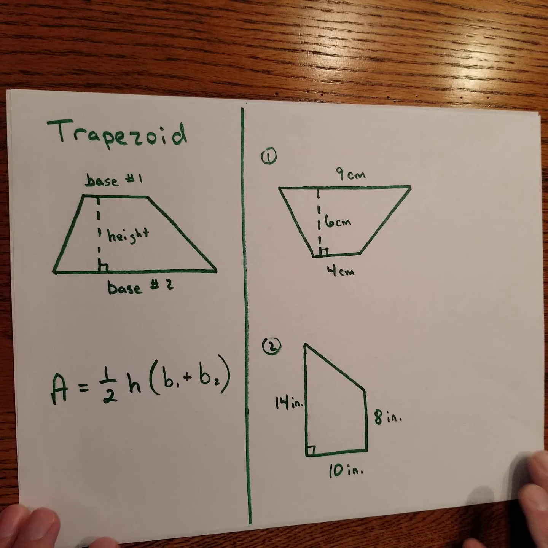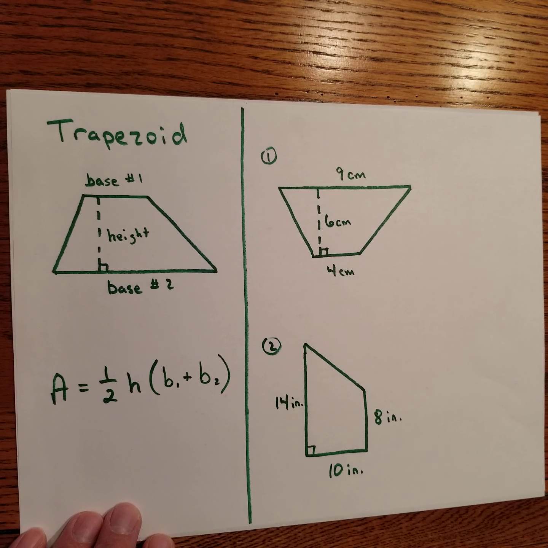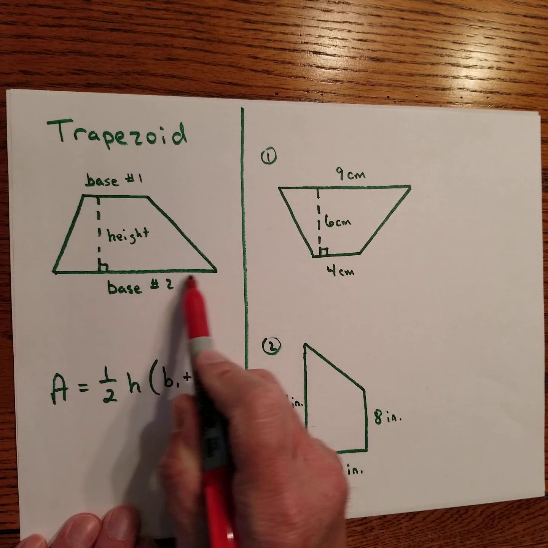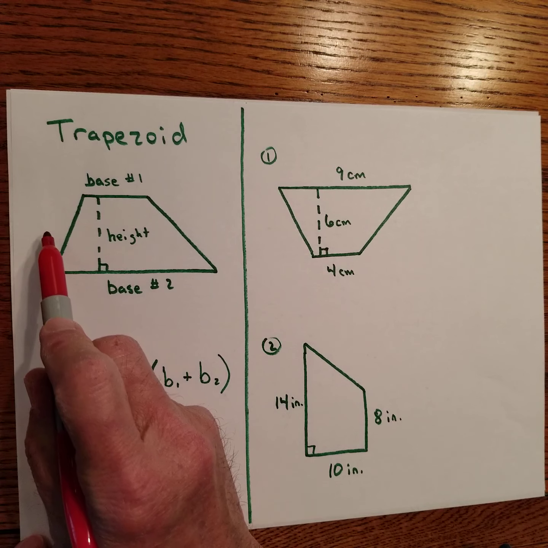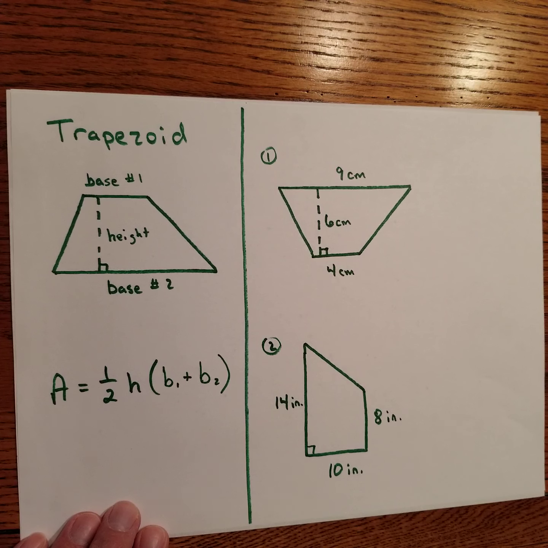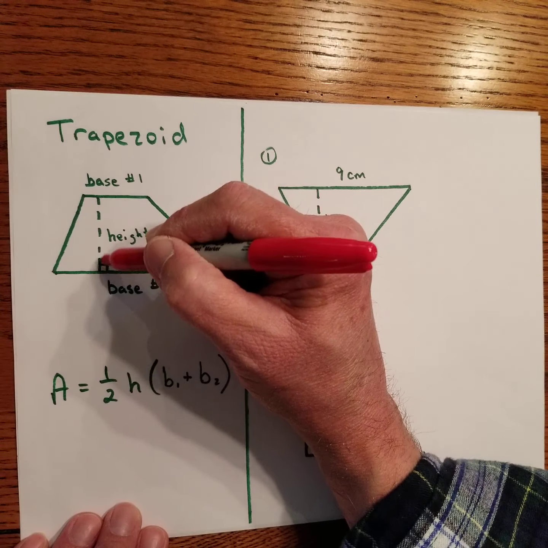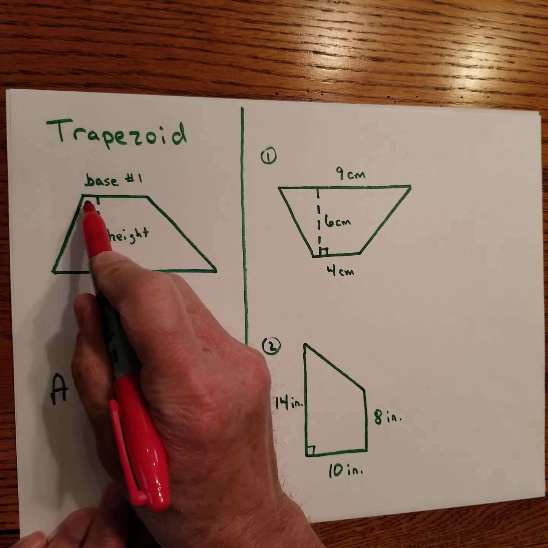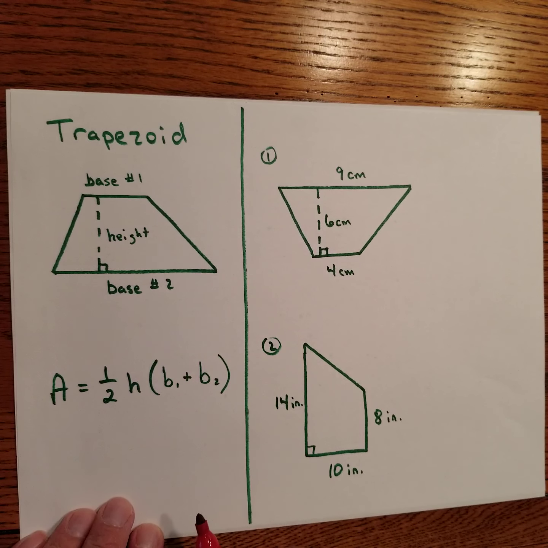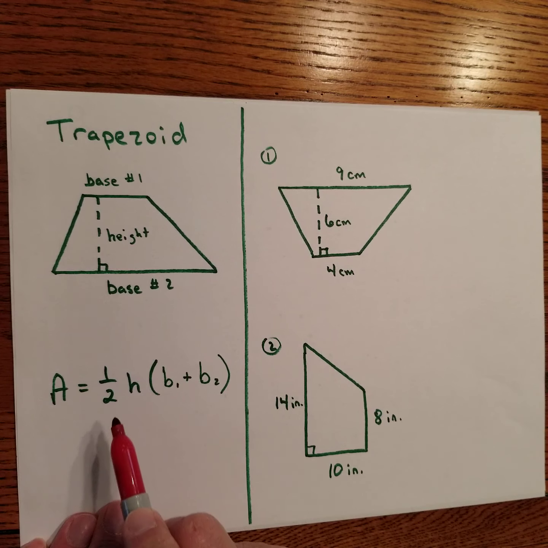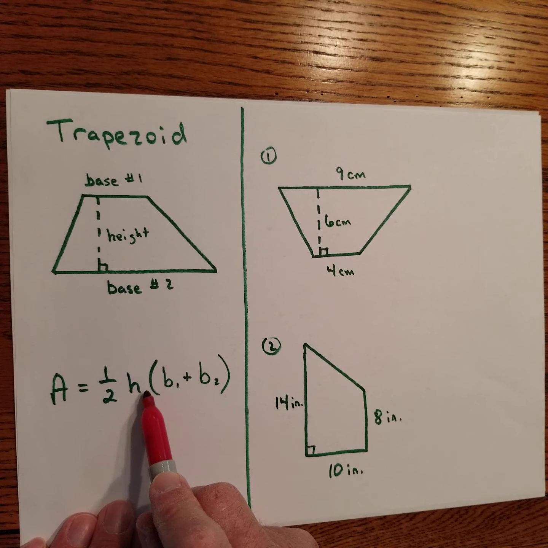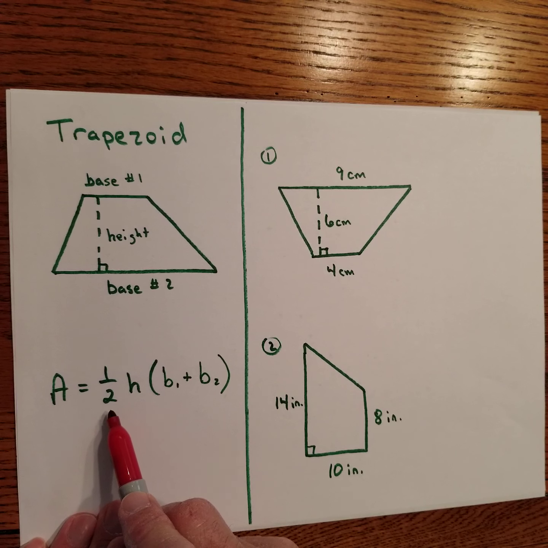Now the trapezoid has the most complicated formula. A trapezoid has one pair of parallel sides. See how the bottom and the top are parallel, but the left and the right certainly not parallel. This is considered the height that connects the two bases. The parallel sides we'll call base 1 and base 2. How do you get the area? I need the height. I need the sum of the two bases. I multiply and then divide by 2. 1/2 times the height times the sum of the bases.